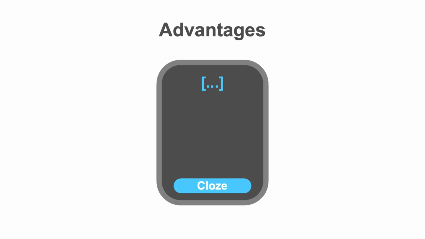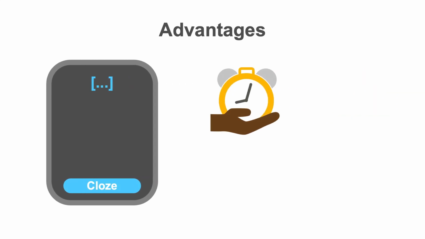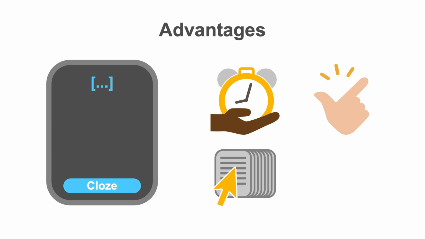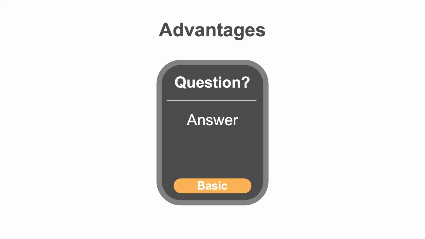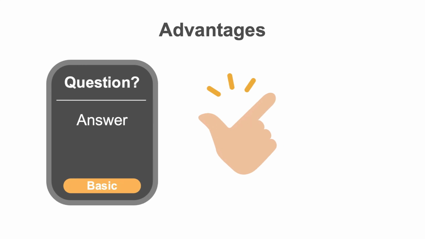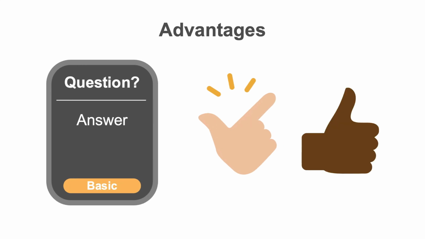The advantage of cloze cards is that creating them saves a lot of time. The hints are easier to add than in the basic card. You create multiple flashcards with one click of the mouse, and it's more efficient to review because you immediately see the answer in the context of the sentence. The advantages of basic cards are that they are very intuitive to create and much more suitable if the answer to your question is not a word, but perhaps an image.